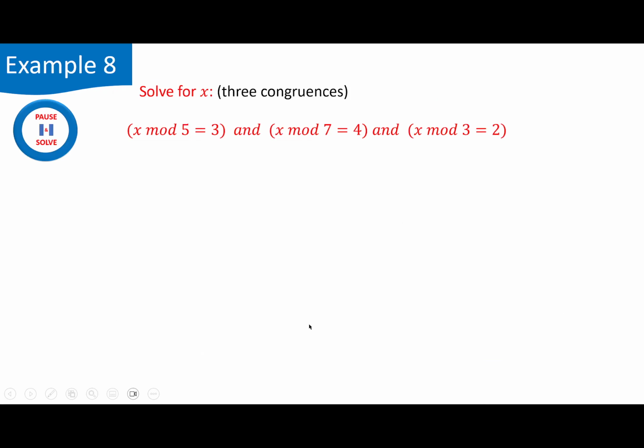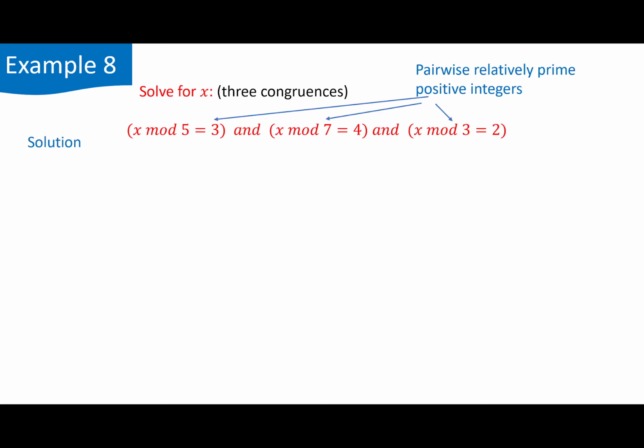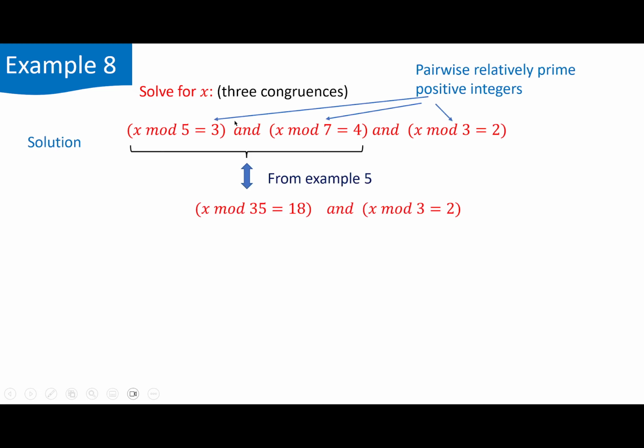Example 8. 3 congruences. Again, I would like you to stop, pause the video, and solve the problem, and come back to find the answer. Again, 5 and 7, 5 and 3, 7 and 3. They're all prime, so they're all pairwise relatively prime. Now, these 2 together, we solved in example 5. We found this.